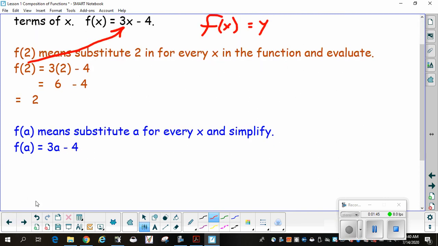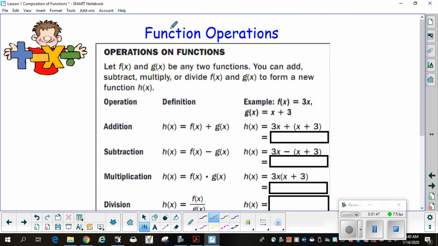Anyway, moving forward, function operations. f of x and g of x are any two functions. Remember that functions aren't always just named f of x. They could be g of x, h of x, v of x, anything of x, or anything of any other variable. Remember that you can add, subtract, multiply, or divide functions to form a new function. You did this when you did polynomials, except that you didn't do it with function notation. So that's the only thing different here, is the function notation.